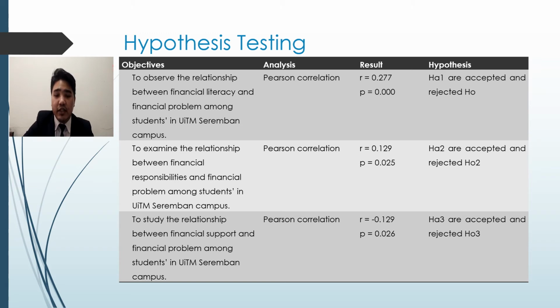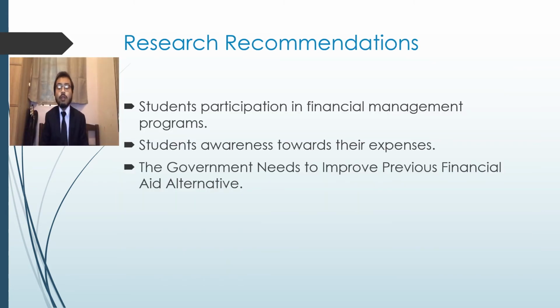And our last objective, which is to study the relationship between financial support and financial problem among students in UiTM Seremban campus, shows a significant and negative relationship between financial support and financial problem among students, where our R value is negative 0.129 and our P value is equal to 0.026. Therefore, HA3, where there is a significant and negative relationship between financial support and financial problem among students, is accepted and HO3 is rejected.